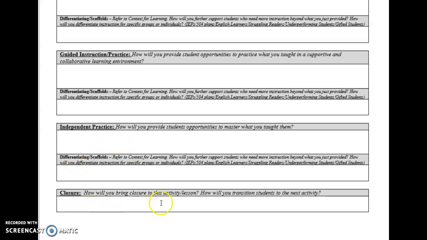Closure is how do you bring the class back together? How do you end it? You could have an informal assessment. Like I said, you can have them write a short answer to a focus question, sort of summarizing what they learned, and that would be like an exit slip that would be measurable and you can assess.